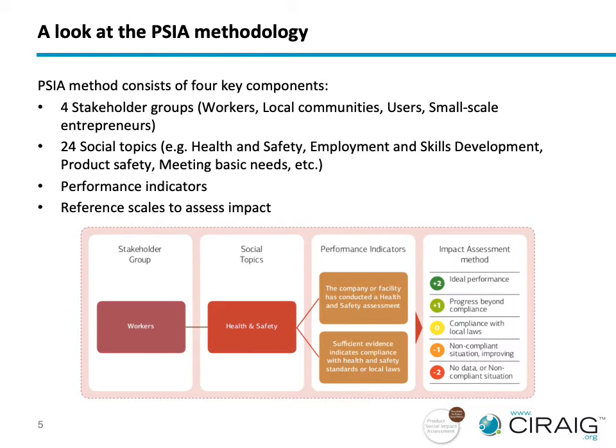Each stakeholder group is associated with a number of social topics such as health and safety, child labor, local employment, and responsible communication. These social topics represent the key social issues for these stakeholders. Inventory data for each of these social topics is collected via performance indicators.